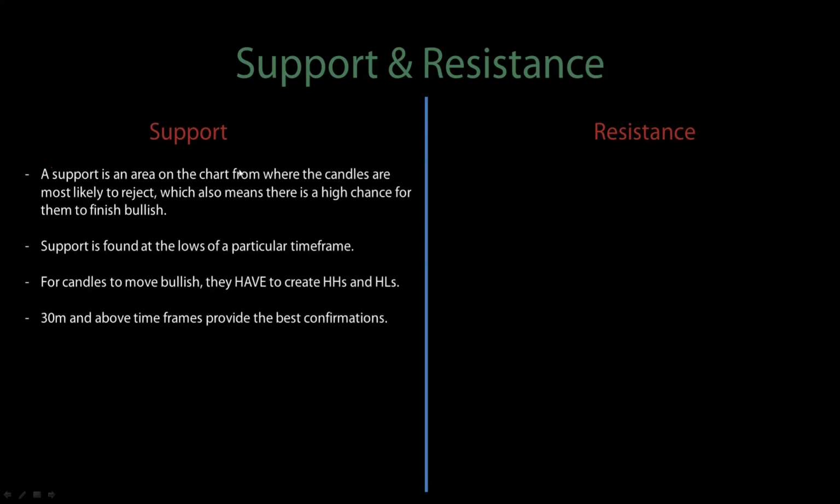This is a very simple concept, but it is overlooked a lot. And this has been my bread and butter for the past 2-3 years. So we're going to divide this into two columns here, support and resistance, right? A support is an area on the chart from where the candles are most likely to reject, which also means there's a higher chance for them to finish bullish.